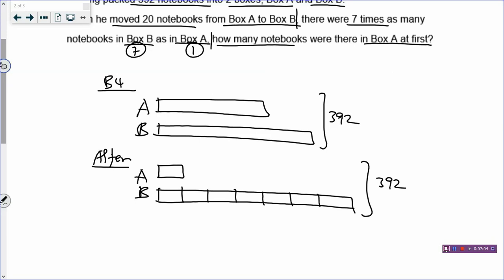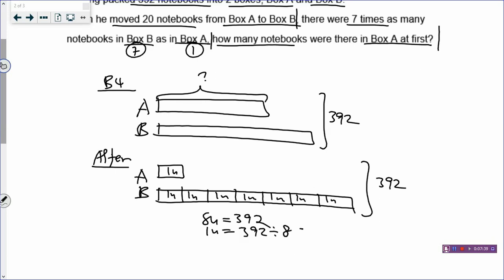So you're up until here. How many books were there in box A at first? Your question mark will be to find this. Now the model is done already. You have completed the whole drawing, and from the model, even if you can't get the answer, you can still get simple steps. Look at the after. Can you count all the units? There are a total of 8 units. So your 8 units is equal to 392. What is 1 unit? You take 392 and divide by 8, and you get 1 unit is 49.